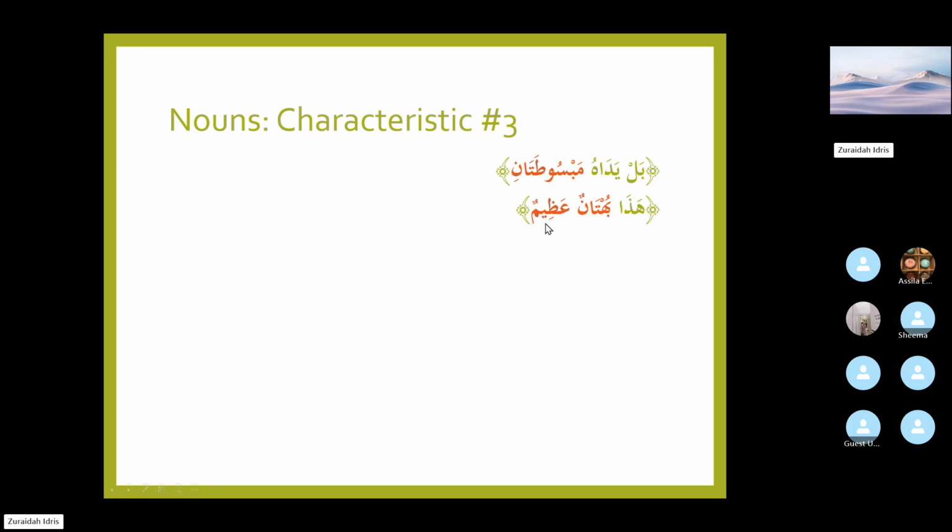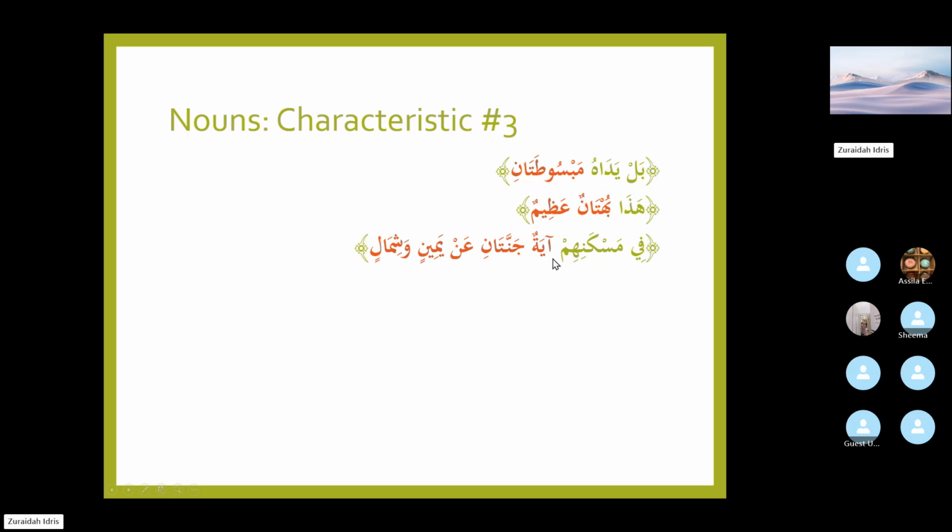Azimun. What about azimun? Azim is singular. Singular, yes. And it is masculine or feminine? Masculine. Excellent. Good. All right. Sister Salina, your turn. So both are masculine and both are singular, right? Yes, both are masculine, both are singular.